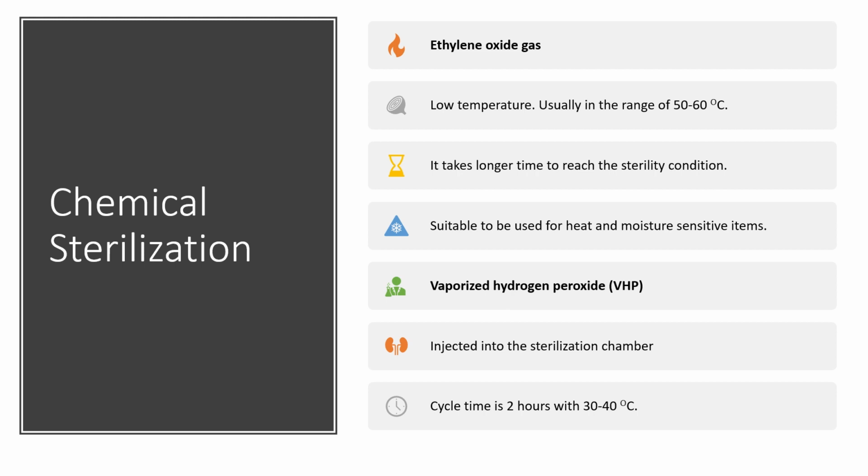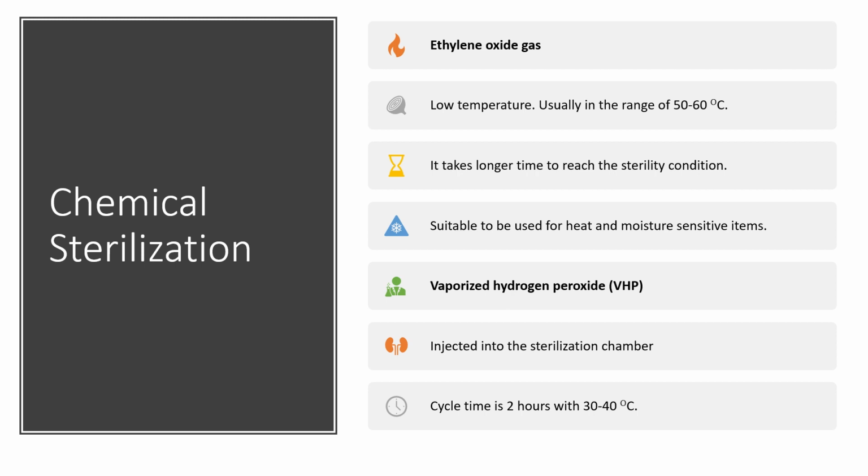On the other hand, vaporized hydrogen peroxide, VHP, sterilization offers another alternative for sterilizing sensitive items. In this method, hydrogen peroxide is vaporized and injected into the sterilization chamber, where it acts as a powerful sterilant. The cycle time for vaporized hydrogen peroxide sterilization typically lasts around 2 hours, with temperatures ranging from 30 to 40 degrees Celsius. While this method also operates at lower temperatures, it provides effective sterilization without compromising the integrity of sensitive materials.